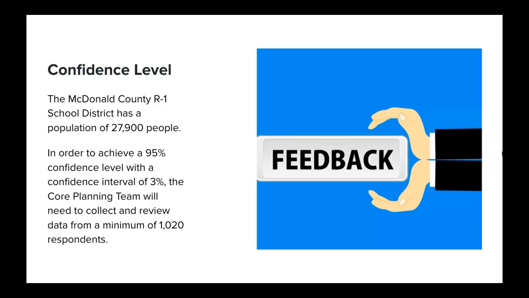So whenever we're looking at the McDonough County R1 school district, it has a population of 27,900 people. So in order to achieve the 95% confidence level with a confidence interval of 3% that we would like to achieve, the core planning team will need to collect and review data from a minimum of 1,020 respondents. So that is definitely achievable if we do a good job of communicating and getting that information out there. That is definitely something that we are going to strive to do.